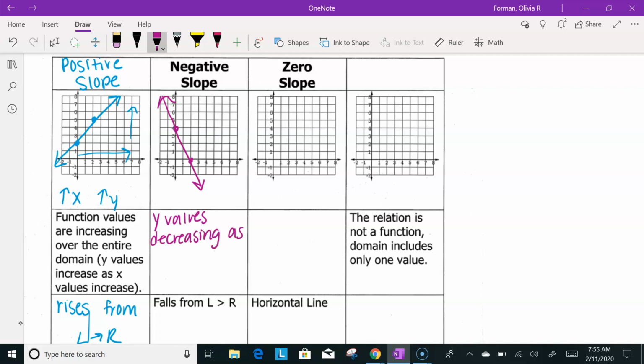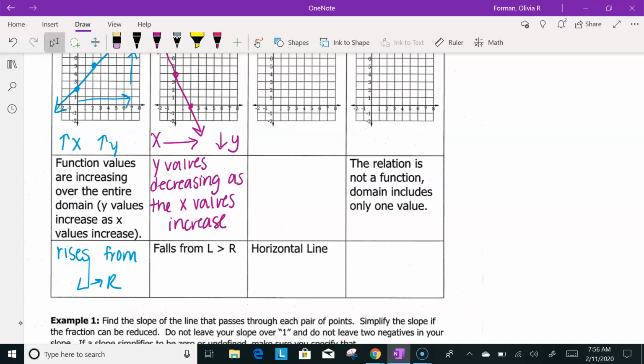as the x values increase. And so when you look at that graph, as we go right, so as our x values get larger, you can see that this line is going to keep going down. So as our x values get larger, our y values get smaller. And so what this looks like on the graph is that you're falling from left to right.